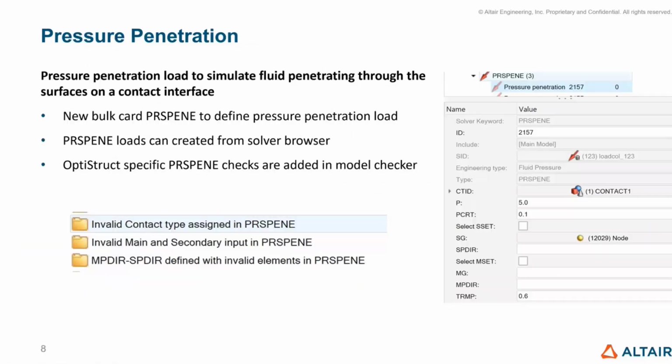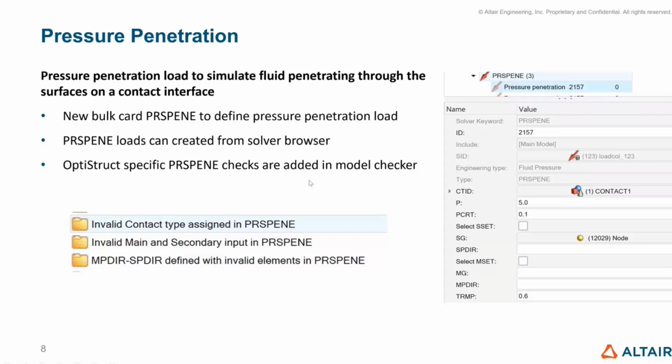And another important enhancement is about pressure penetration. So pressure penetration load is to define or simulate the fluid penetrating through the surfaces on a contact interference. So there's a new bulk card, PRESPEN, to define the pressure penetration load, and this is how the load definition looks like in the entity editor.